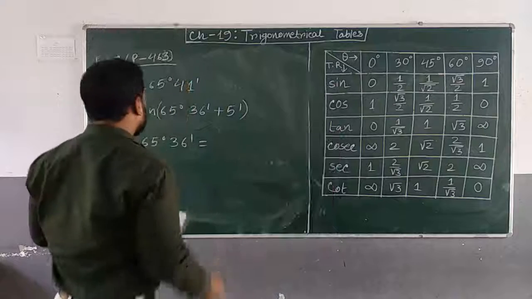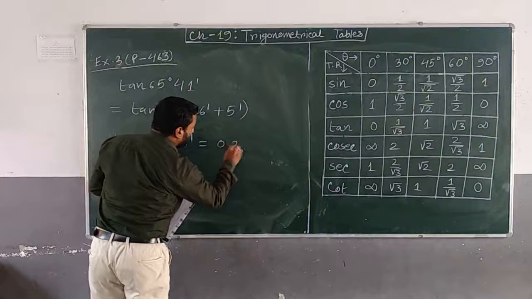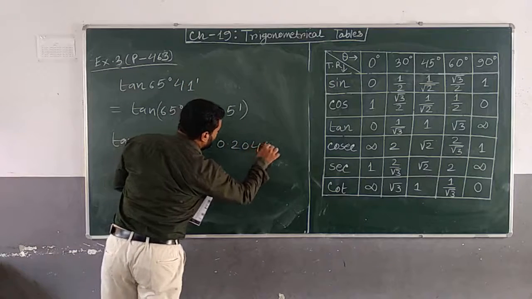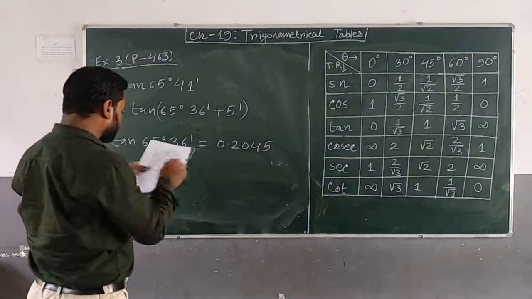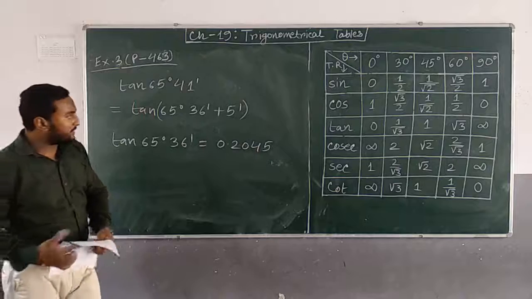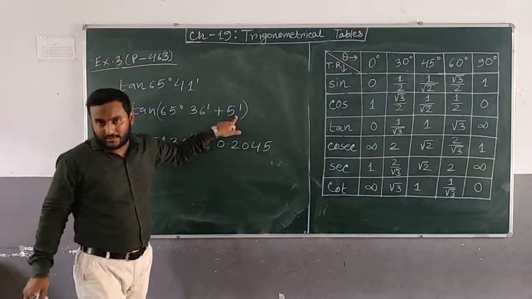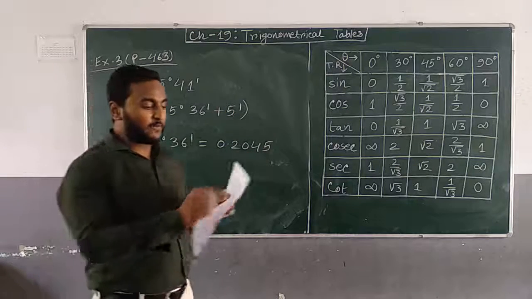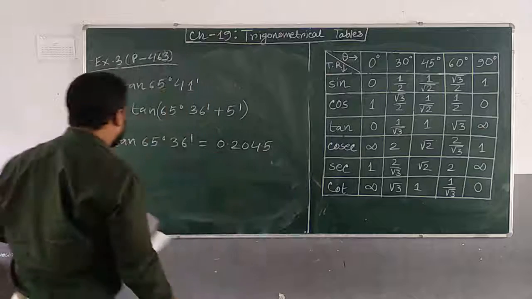So 65 degree and 36 minutes, the value is 0.2045. Okay. Now what is left? This 5 minutes. That is mean differences. Mean differences for 5 minutes, that you have to calculate.